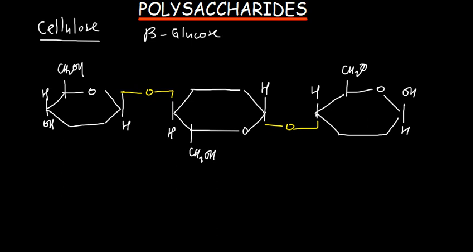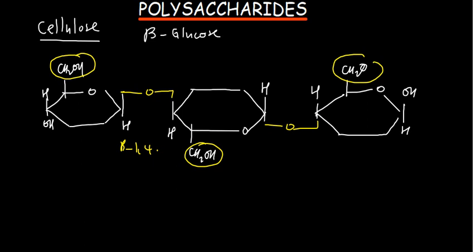How do you tell that it is beta? Look at this oxygen. Whenever the hydrogen is down at this oxygen, just know that it is beta. But if the hydrogen was on top near this oxygen, then it's alpha. So here we have beta 1,4 glycosidic bonds. And for cellulose, the CH2OH groups are always alternating: one on top, the next down, then on top, then down, like that.